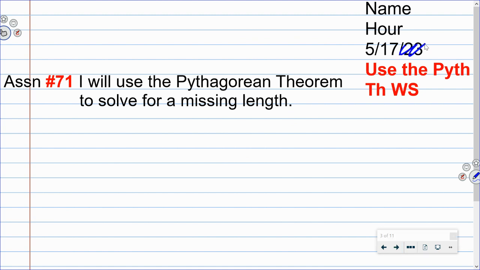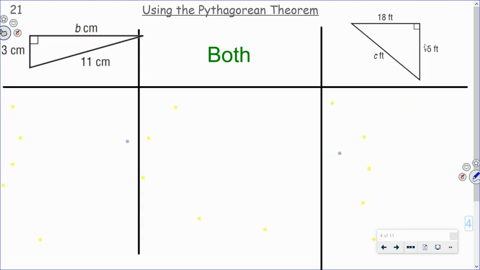Here we go. Whatever the date and whatever the assignment number, our goal today: use the Pythagorean Theorem to solve for a missing length. Pause and come on back when you're ready for some notes. And I might encourage you to pause here, draw those pictures, make this big T chart for comparing and contrasting, and come back when you're ready.